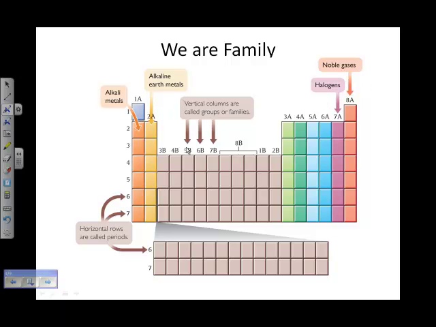And another very important term, besides the vertical families or groups, is also the rows going across. And these rows are also called periods because, just like recurring events such as the days of the week, these periods sort of repeat a pattern. And so we'll talk about that later on.